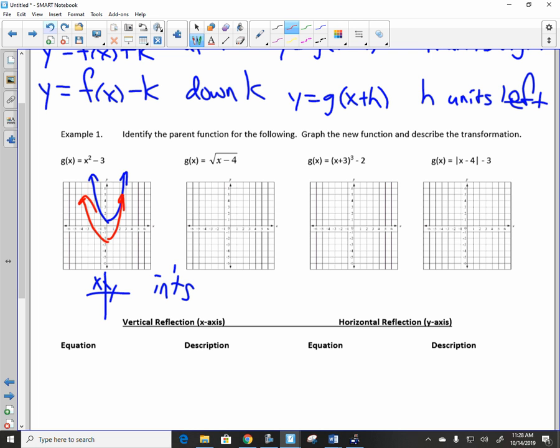Square root of x minus 4. We know the square root function. It looks like that. Is the minus 4 on the inside or outside? It's on the inside. So it's going to move it 4 units to the right.